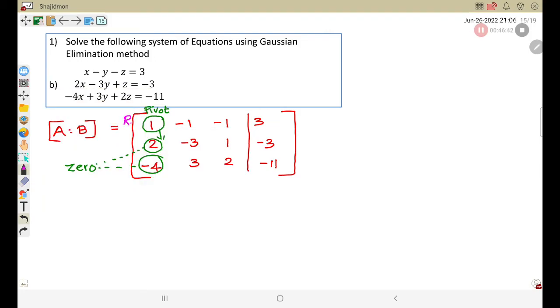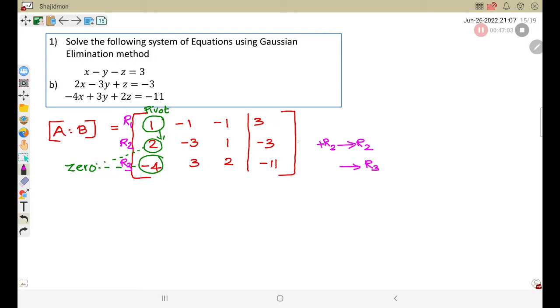So this is the first row, second row, this is the third row, correct? So which are the rows we need to change? We can note the second row we need to change. For the second row we are writing the rule, and for the third row we are writing the rule. How to make 0? R2 plus is default.